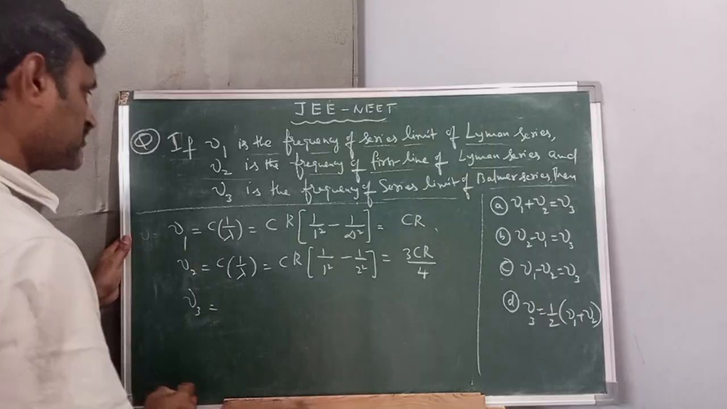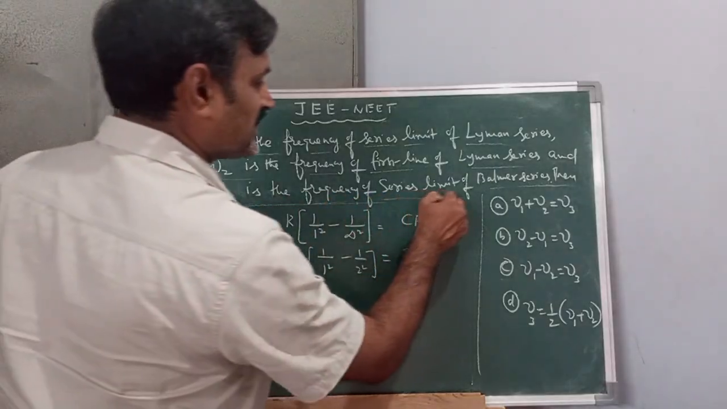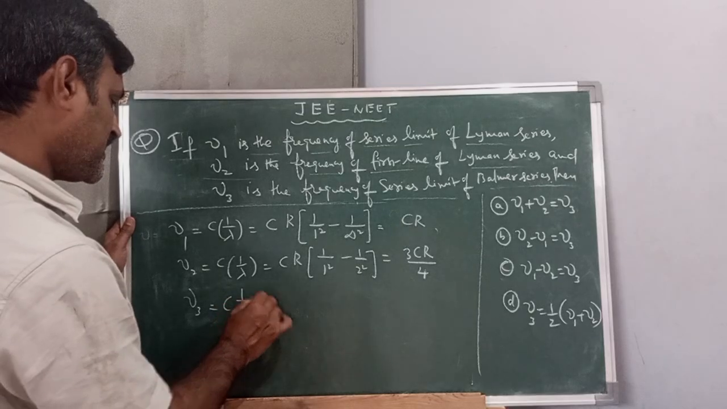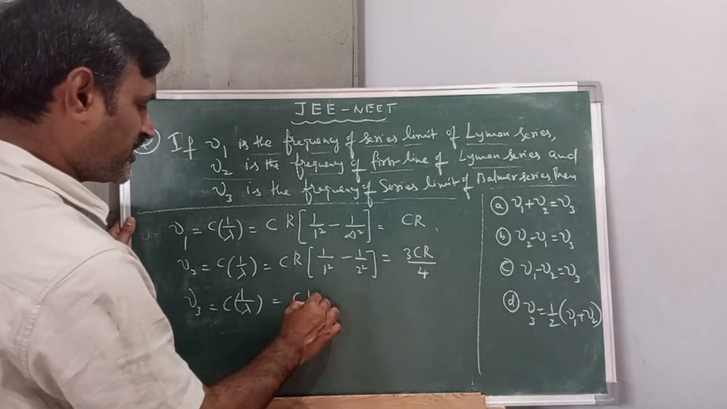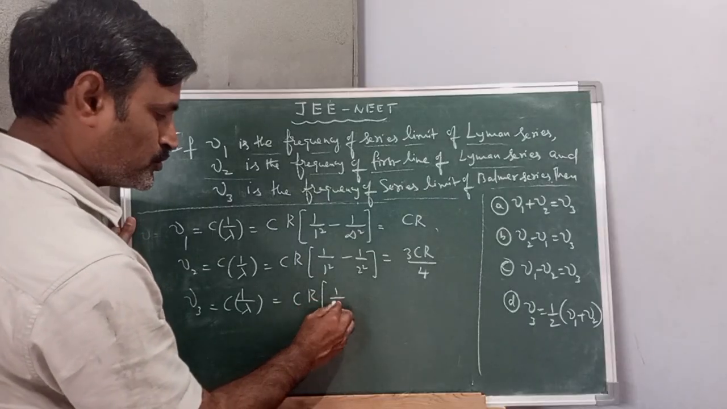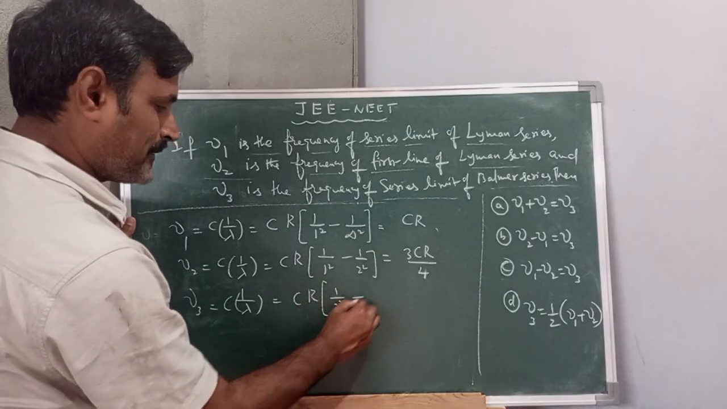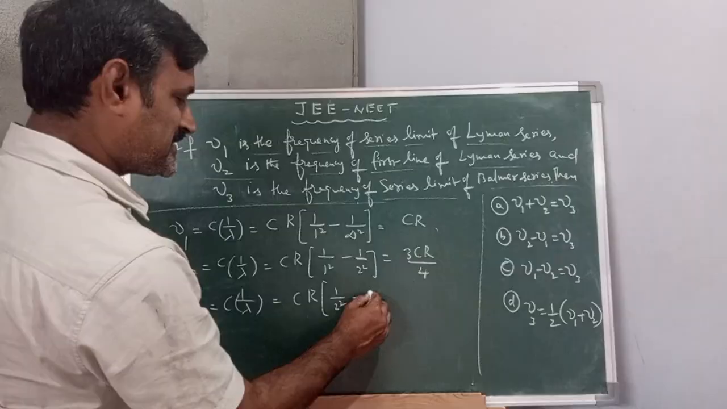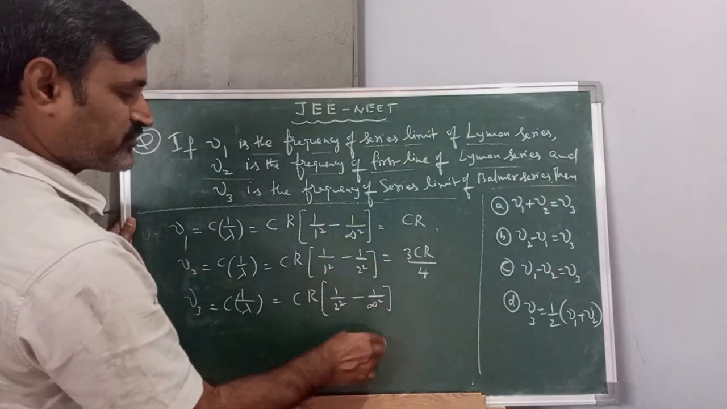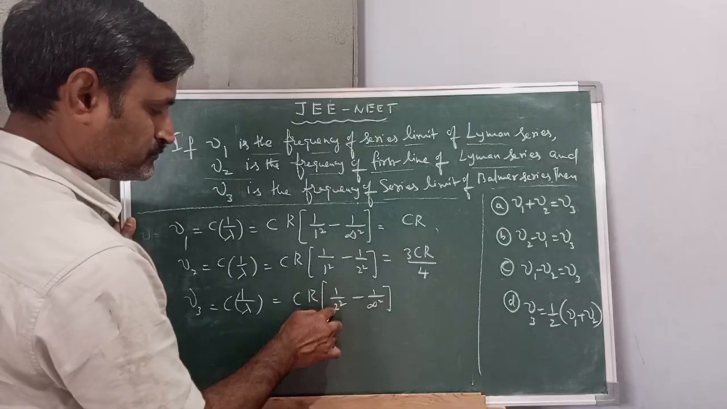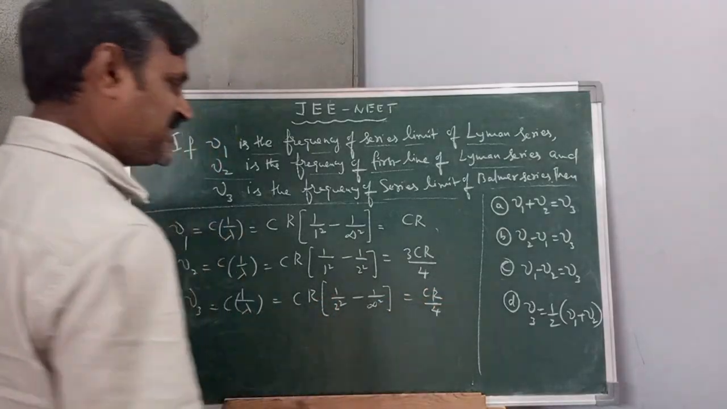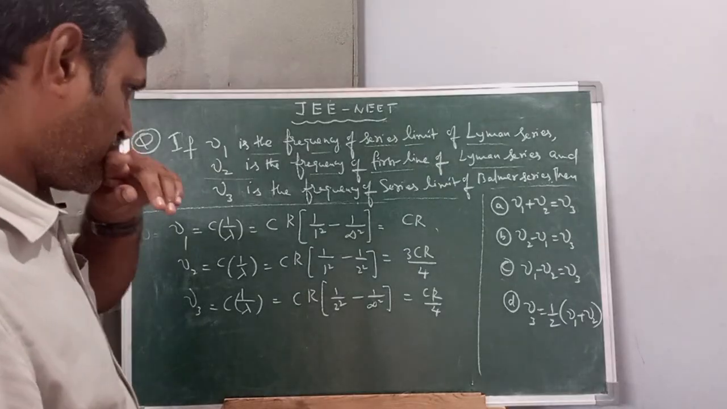What about nu3? Nu3 is the frequency of series limit of Balmer series. For Balmer series the equation is C into R into 1 by n1 square minus 1 by n2 square, where the Balmer series n1 value is 2. Series limit means n2 is infinite, and 1 by infinity square is 0. So it is 1 by 4, which means CR by 4.